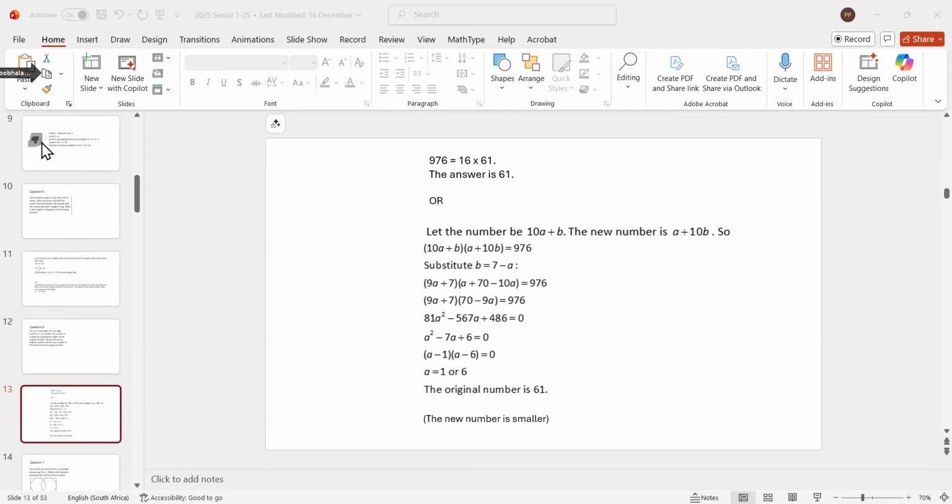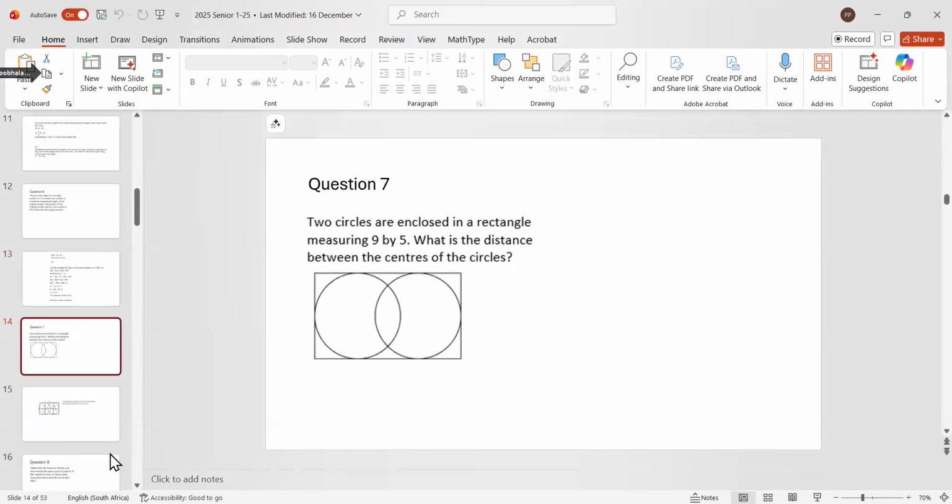Let's now get on to the next problem. Step 7. Two circles are enclosed in a rectangle measuring 9 by 5. So you've got a circle here, a circle, they're covered by this rectangle. What is the distance between the centers of the two circles?